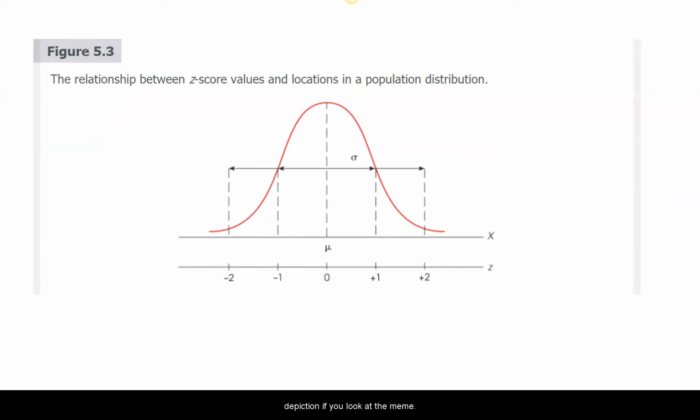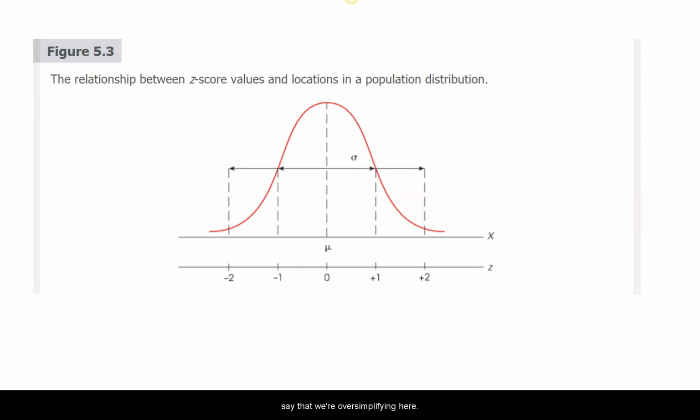So here's a depiction. If you look at the mean, it is 0 standard deviations from the mean. I know that sounds silly, and thus it's given a z-score of 0. A score that's 1 standard deviation above the mean is given a z-score of 1. A z-score that's 2 standard deviations above the mean, 2. And of course, the negative z-scores.